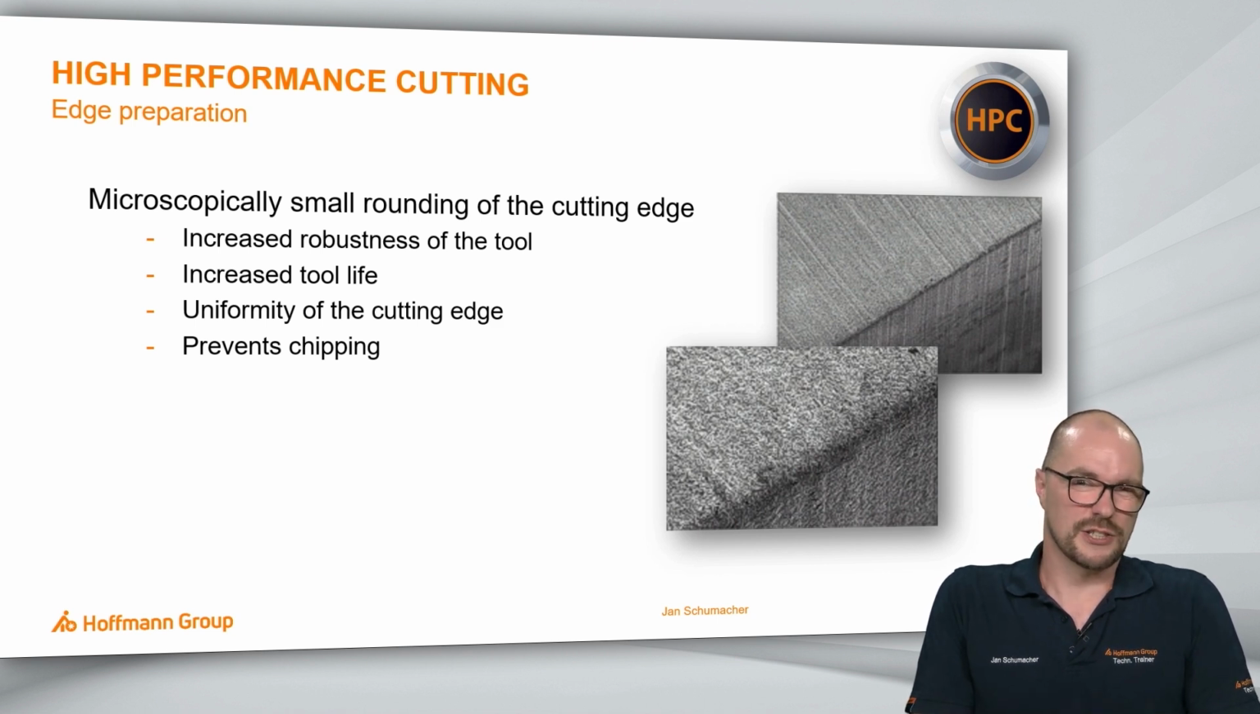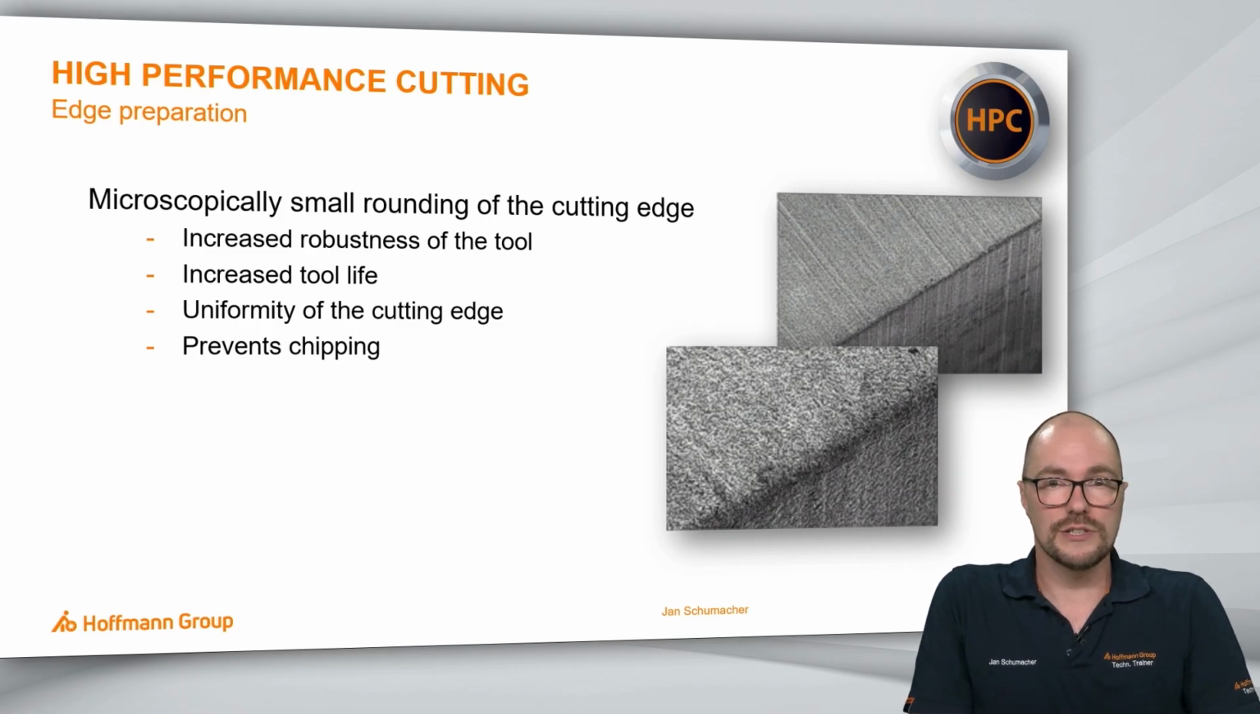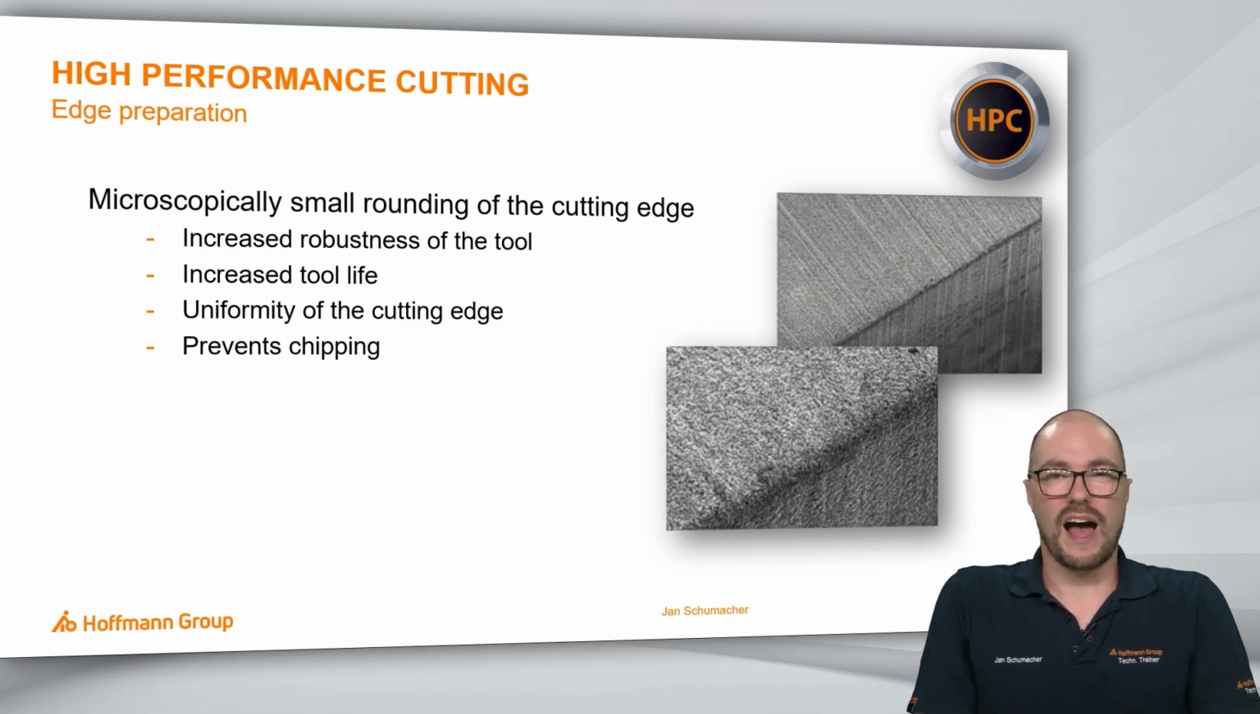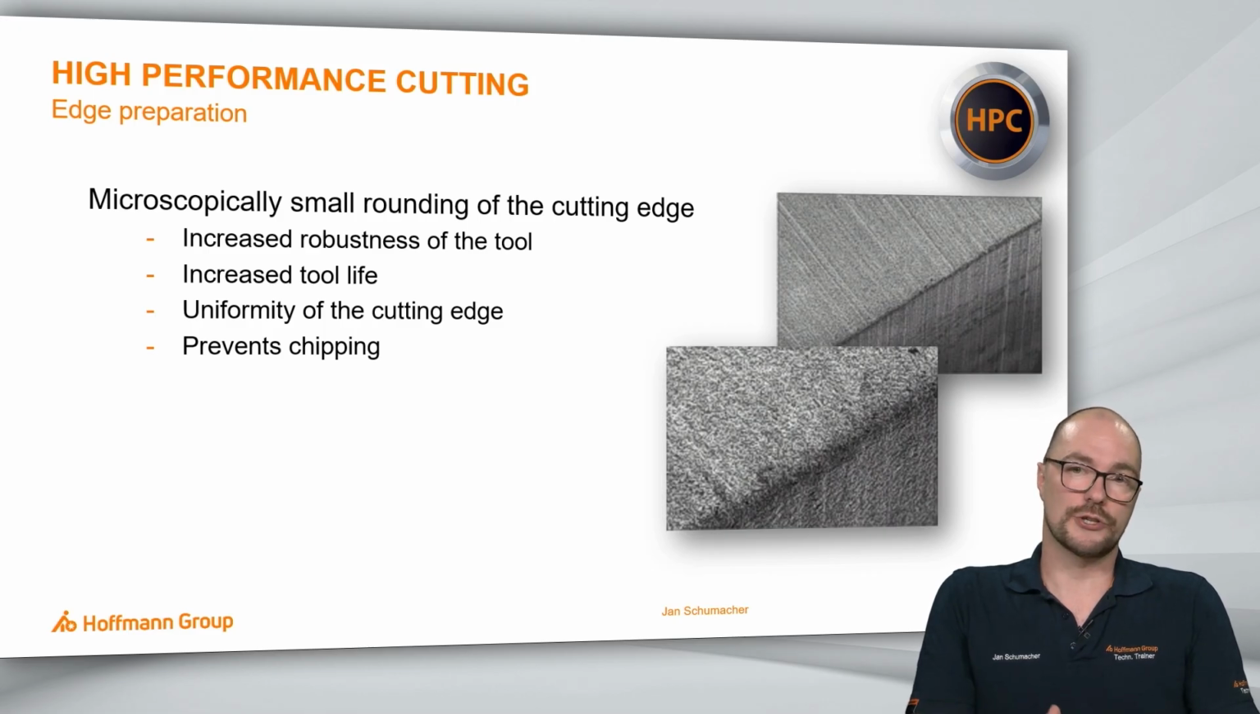Now, rounding the edge, well, this sounds kind of counterintuitive, but it is not really. We talk about corner radii of 10 to 30 micrometers, which is still sharp enough for steel machining. On the other hand, we increase the robustness of the tool, we increase the stability of the cutting edge, we prevent the cutting edge from chipping under vibration, and so that really helps us generate a lot more tool life.